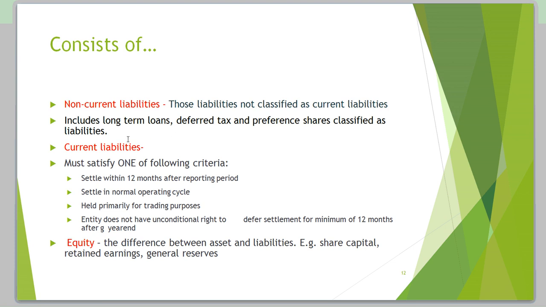We also have current liabilities. They must again satisfy one of the following criteria. They must be settled within 12 months or settled in the normal operating cycle, must be held for trading purposes, and the entity does not have an unconditional right to defer payment for more than 12 months. So then also the equity, that's the difference between an asset and a liability. For example, share capital, retained earnings, general reserves, and there are also other reserves that you can use like asset replacement reserves and so on.